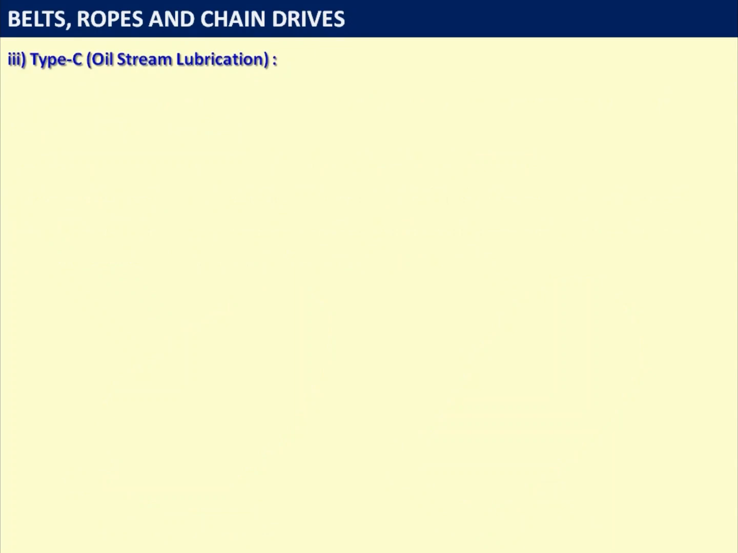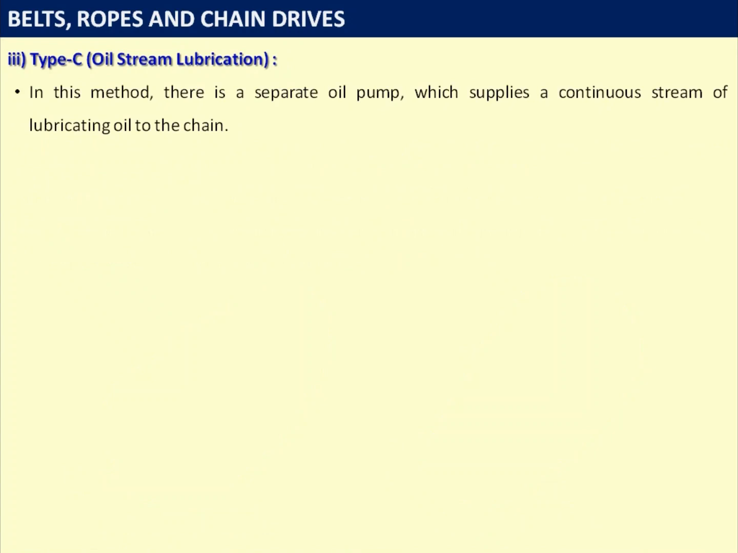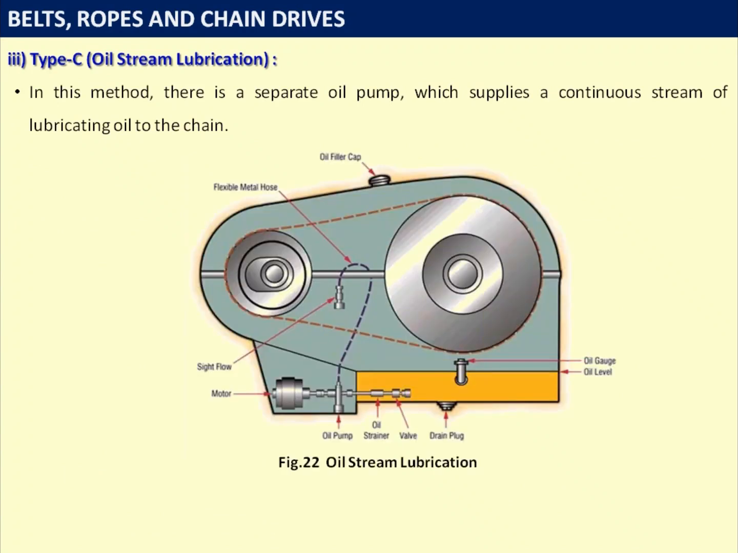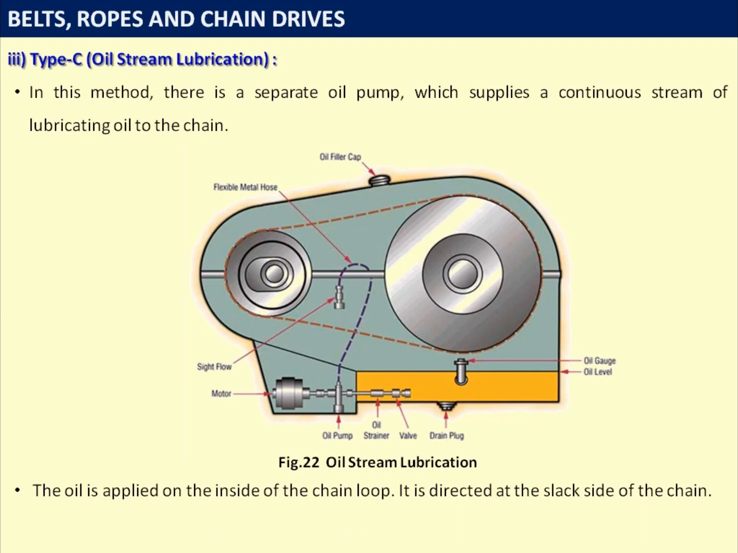Now next, type C, oil stream lubrication. In this method there is a separate oil pump which supplies a continuous stream of lubricating oil to the chain. So in this figure we can see there is an oil pump which pumps the oil and throws the oil continuously on the chain through this line of flow we can see in the figure. The oil is applied on the inside of the chain loop. It is directed at the slack side of the chain.